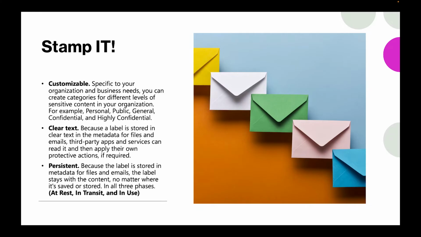Then you have clear text. Because a label is stored in clear text in metadata for files and emails, third-party apps and services can read it and then apply their own protective actions if required. Then you have persistent, right? I kind of touched on this a little bit earlier in the video. Because the label is stored in metadata for files and emails, the label stays in content no matter where it's saved or stored. So in all three stages, we have at rest, in transit, and in use.